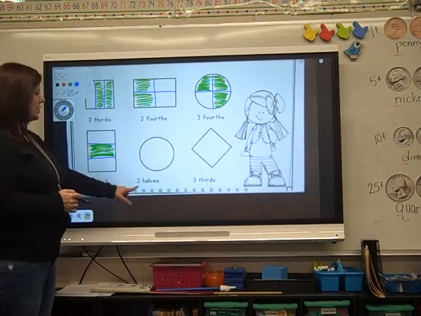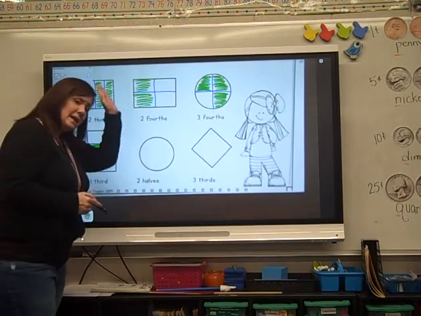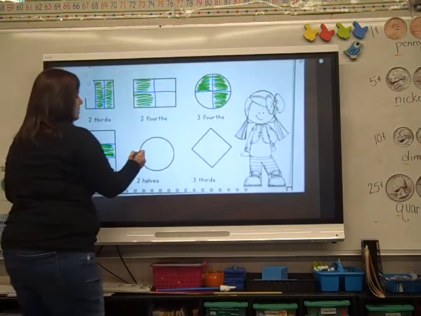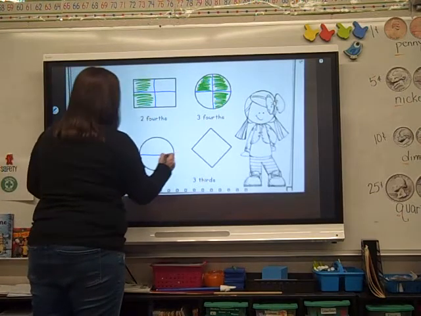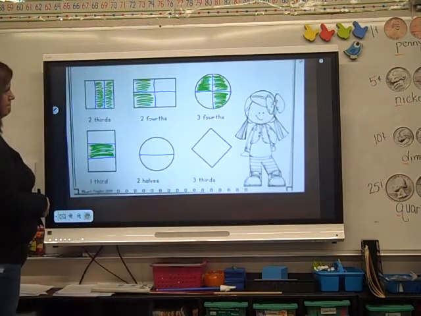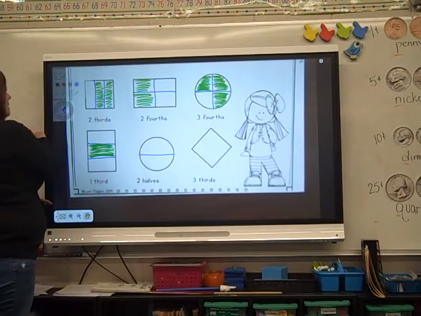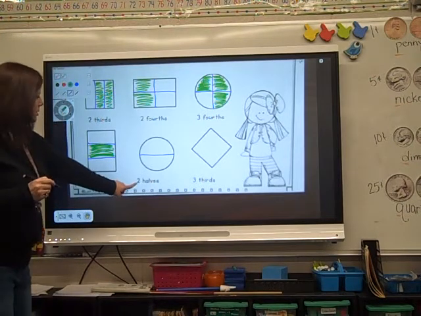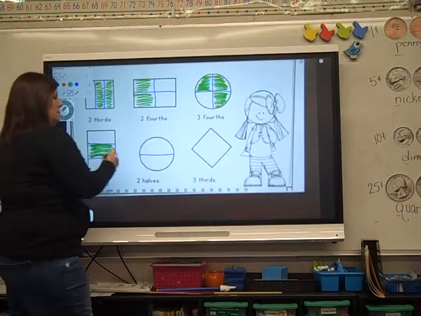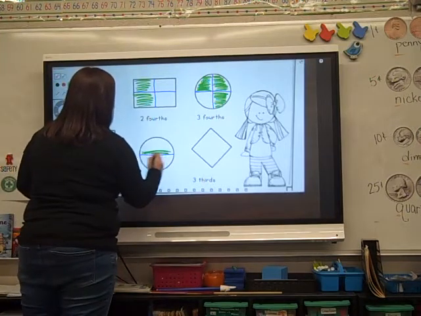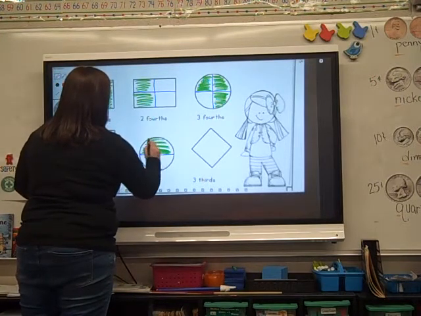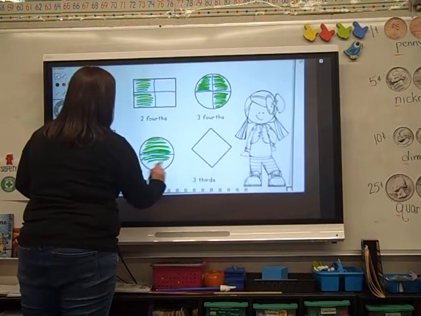All right, 2 halves. So I've got to cut it in half. You know what? I'm gonna cut it in half this way. And it says to color in 2 halves. So color in the top and the bottom.